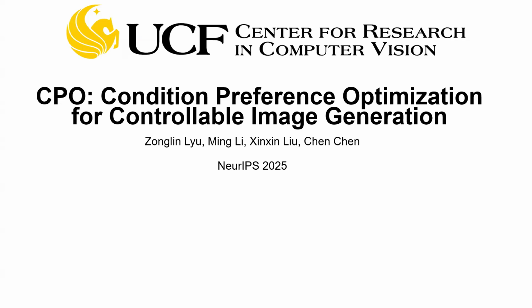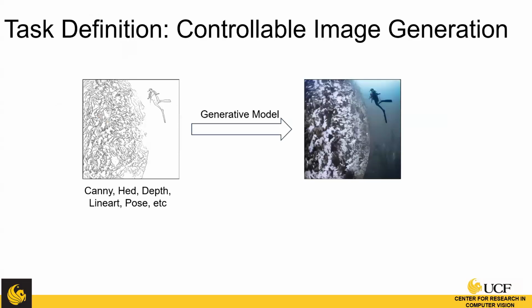We're presenting Condition Preference Optimization for controllable image generation today. We first introduce the task definition of controllable image generation. Controllable image generation means that we're given an input condition, which can be canny edges, HED edges, depth, line art, poses, etc. And we are asking the generative model to generate an image according to the input condition.